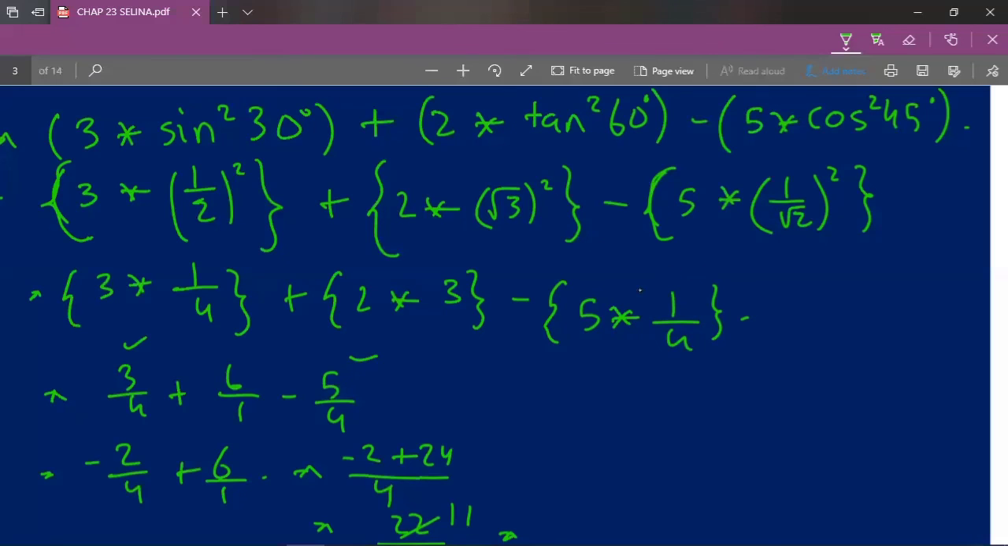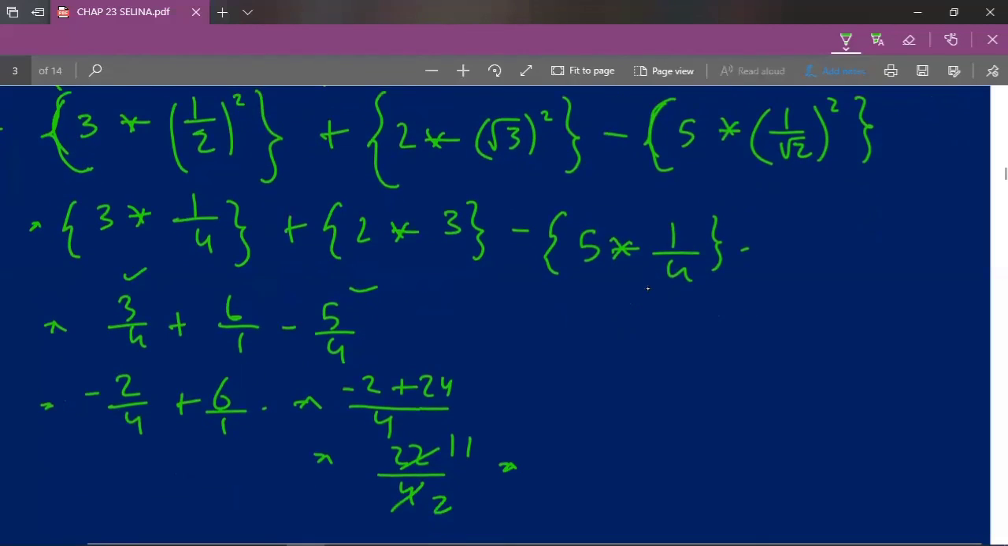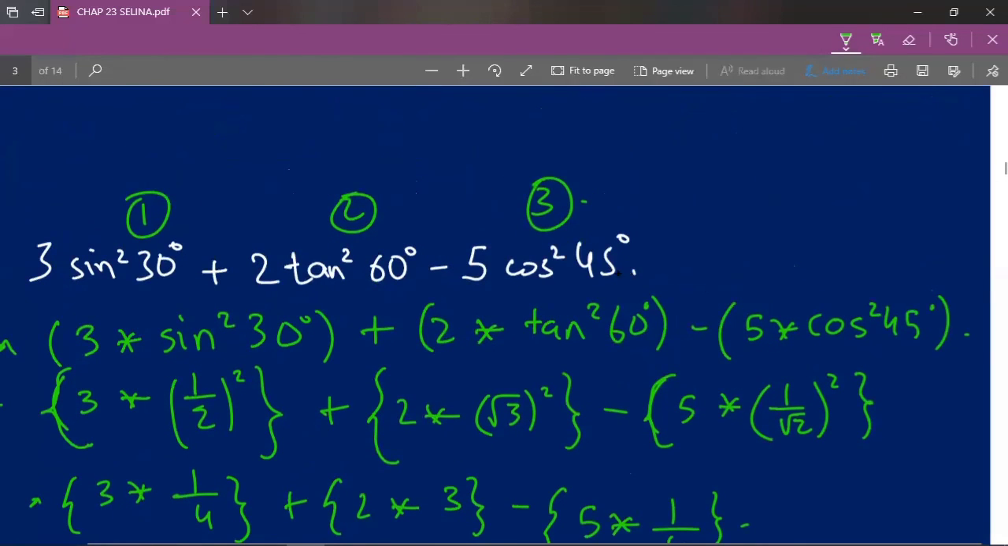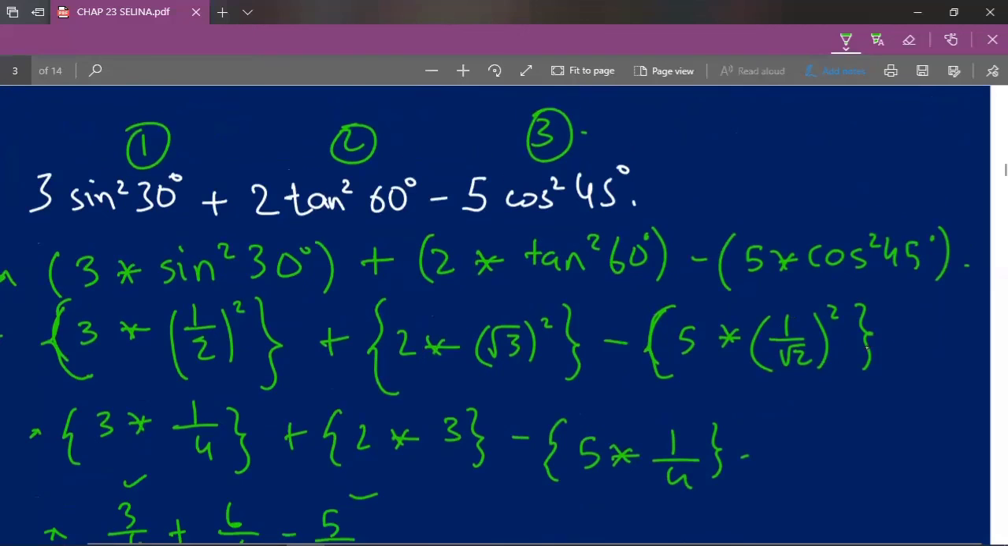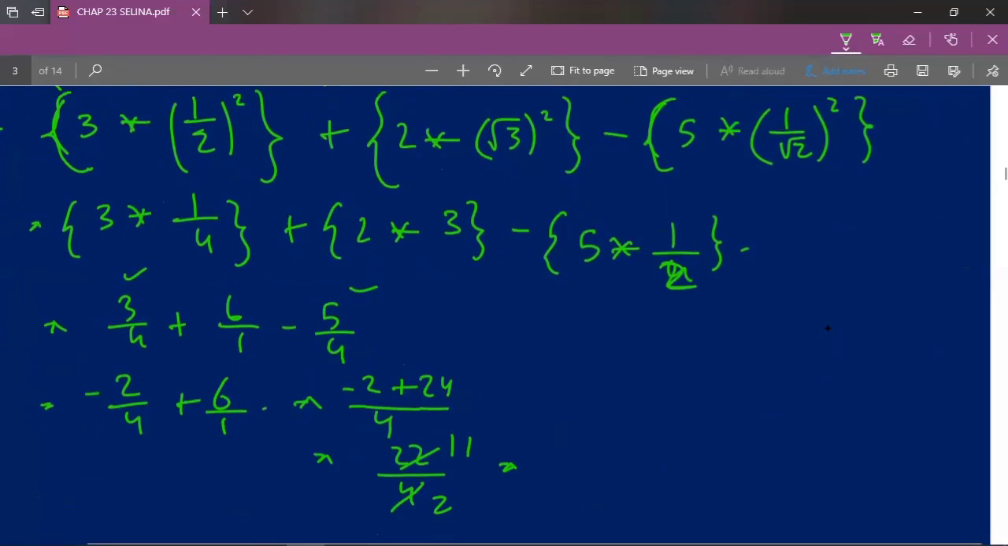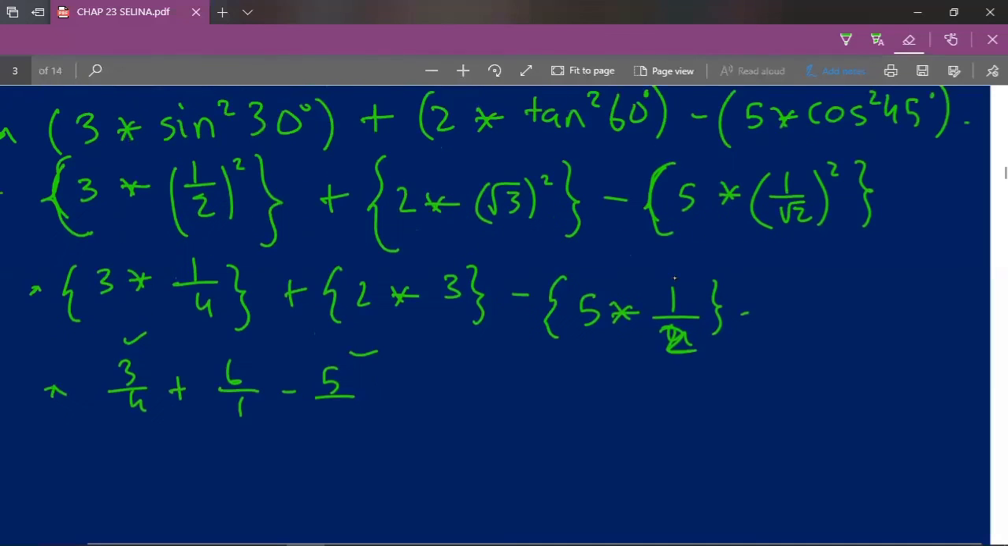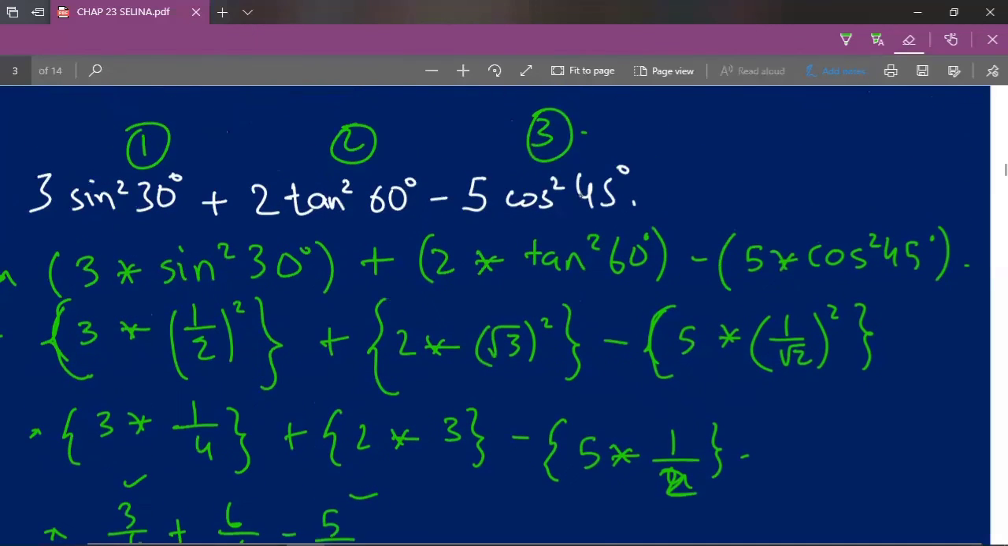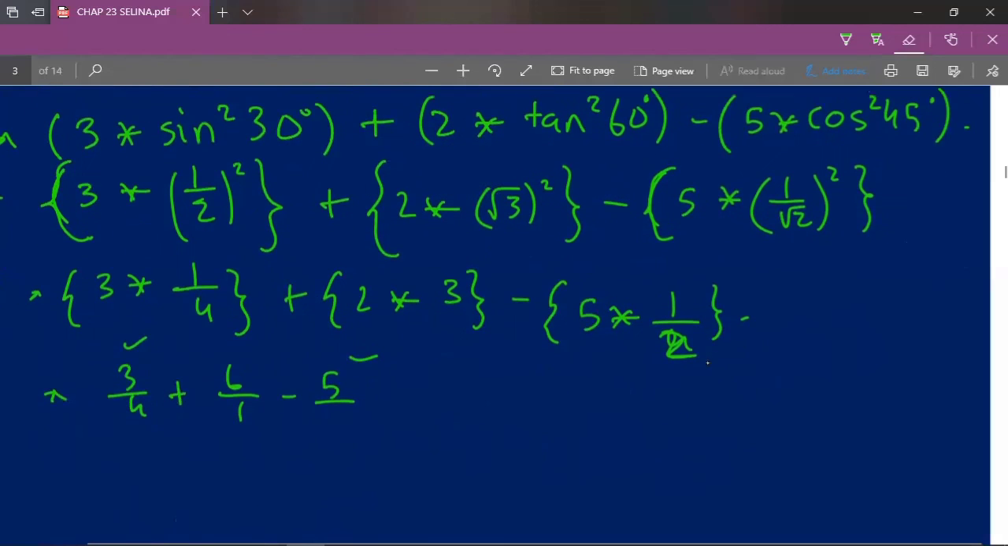So guys, over here I made a big mistake. Now please forgive me for that. So over here our cos square 45 is equal to 1 upon root 2 whole square. Now over here 1 upon root 2 whole square will be equal to 1 upon 2, not 4. So therefore 5 into 1 upon 2 will be equal to 5 upon 2. Now the mistake was that, as I've said before, cos square 45 degree is equal to 1 upon root 2 whole square, that will be equal to 1 upon 2. So there was a mistake there, pardon.